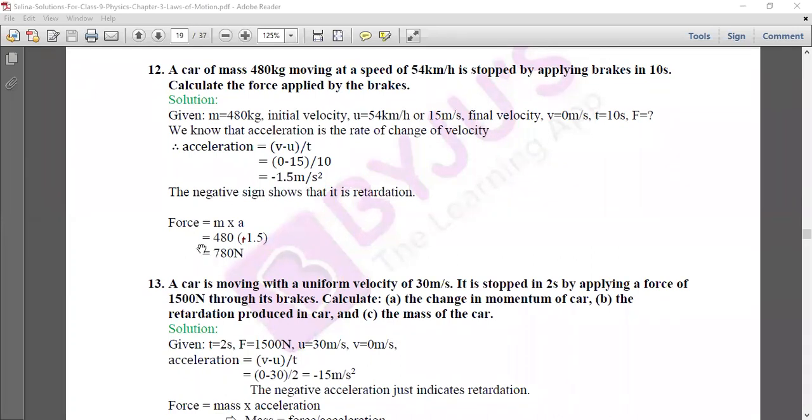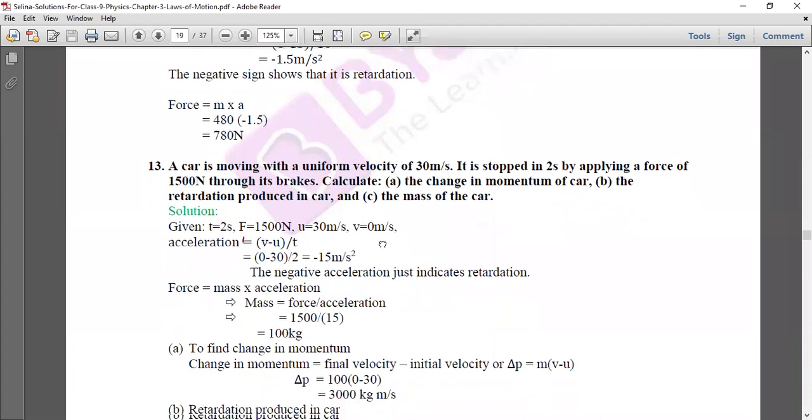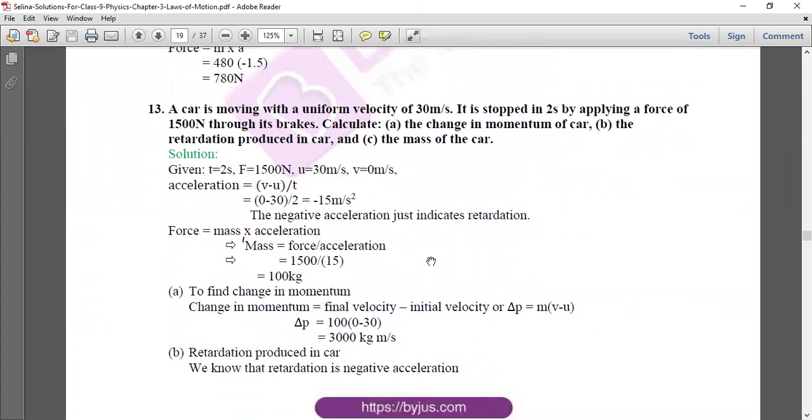So here force is equal to 480 into 1.5, that is 780 Newton. Next numerical: a car is moving with a uniform velocity of 30 meter per second. So u is equal to 30 meter per second. When the car is stopped, the final velocity will be 0 meter per second.